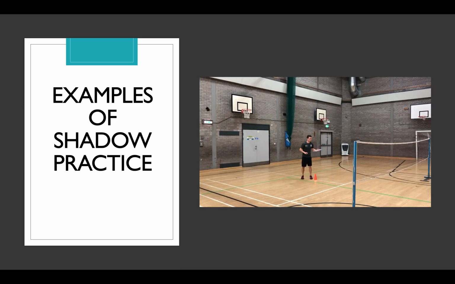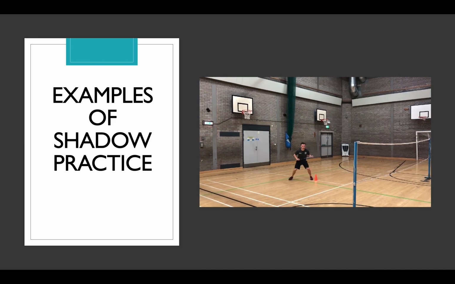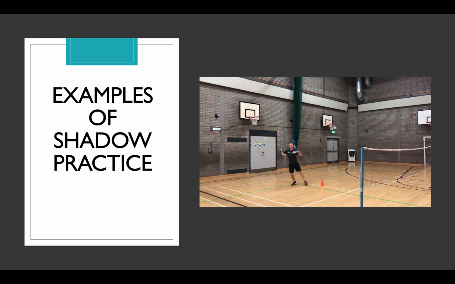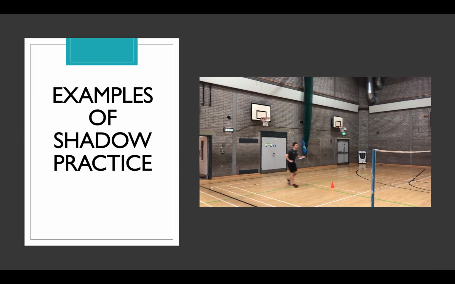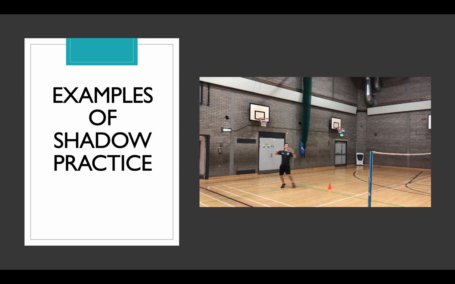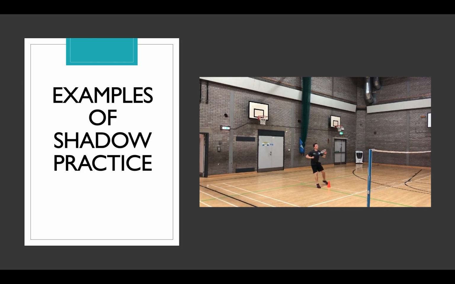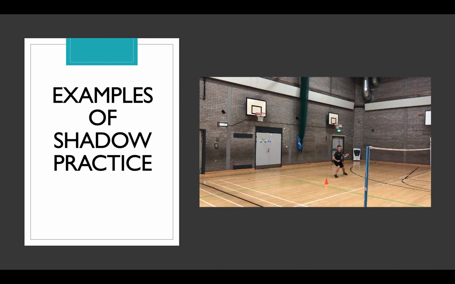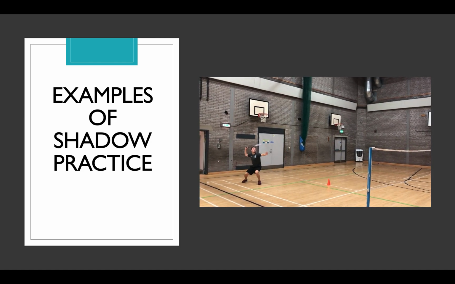Here is an example from badminton of shadow practice. You can see the performer starts in the middle, they then chassis to the back of the court and they play an overhead clear. They come back to the middle, they play an overhead clear and they go back. They will repeat this motion over and over. Here they're practicing on getting side on, transferring their weight and returning back to the middle.